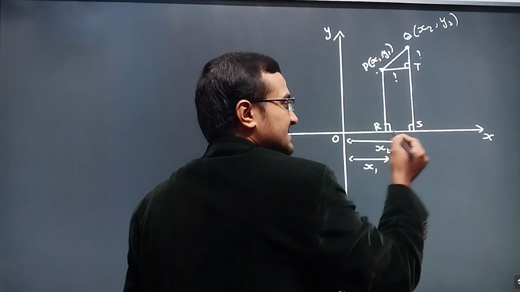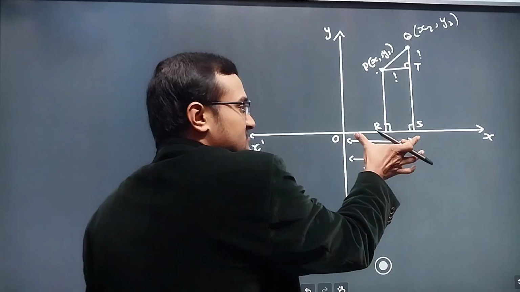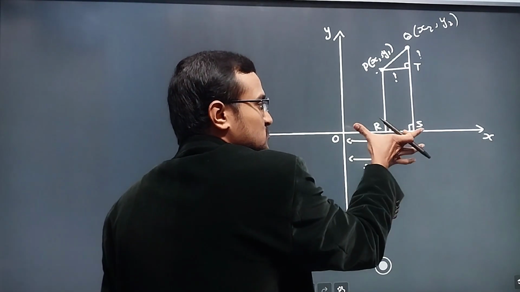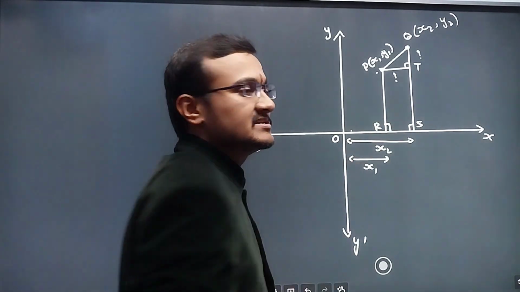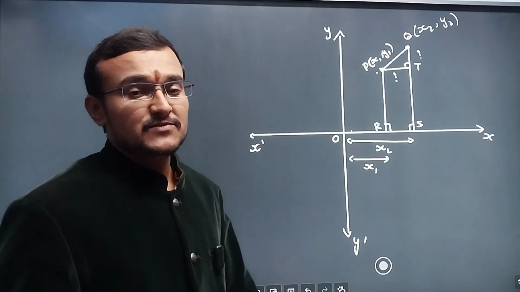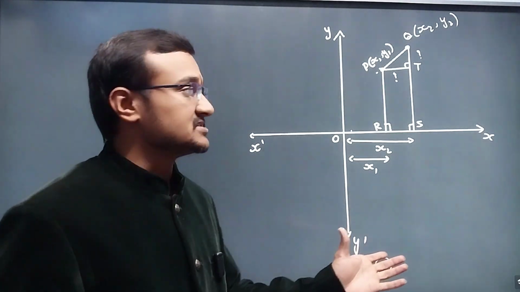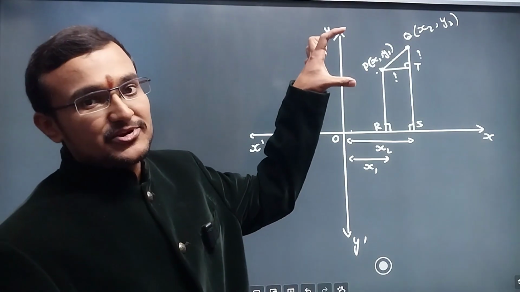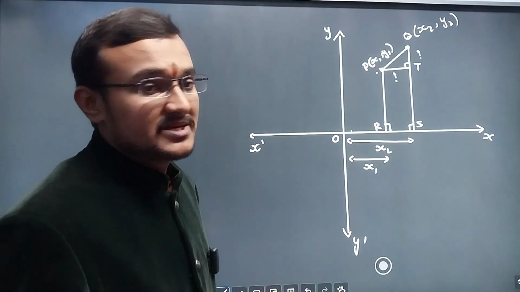Now if we want the length of RS, then you have to subtract this x2 minus x1, that is OS minus OR, then you'll get the RS value. So that RS will be x2 minus x1. So here now we are getting RS as x2 minus x1. Similarly, we need to calculate for QT. So what will be QT?